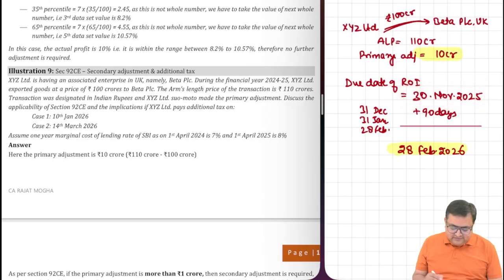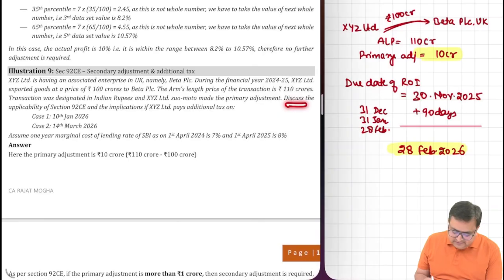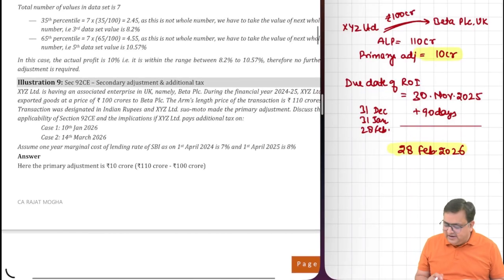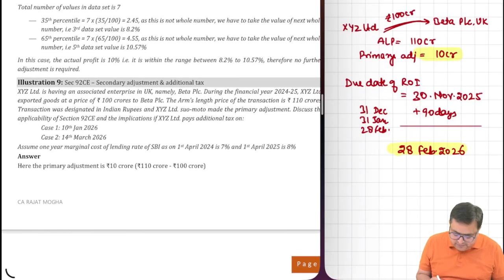Okay. Let us see. Discuss the applicability of Section 92CE and the implication if XYZ Limited pays additional tax. Which option is XYZ Limited taking? They are taking the option of paying additional income tax. Very good. Case 1: they paid additional tax on 10th of January 2026.